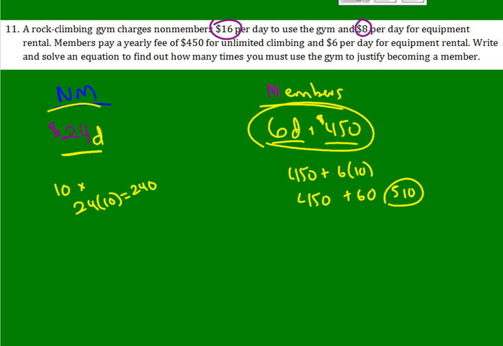What we want to figure out is, when does it become cheaper to be a member? So the way that we figure that out is we set these two equal to each other, and that's going to tell me on that day, these two are going to be equal. All right, so D is your number of days going. So a little solving.